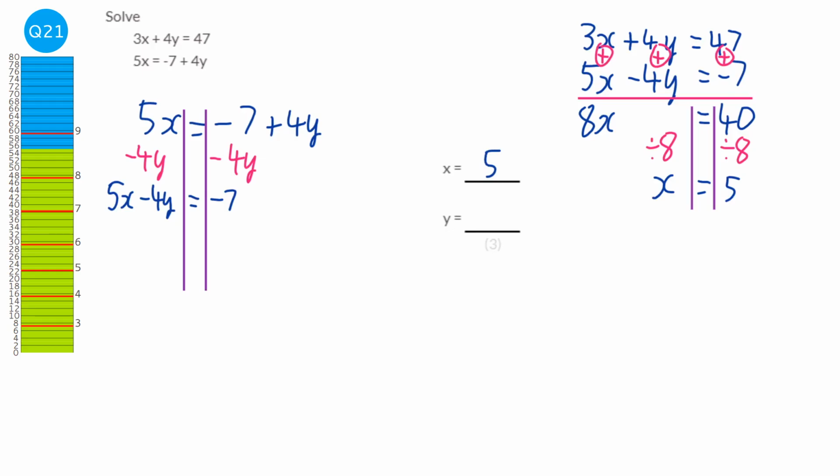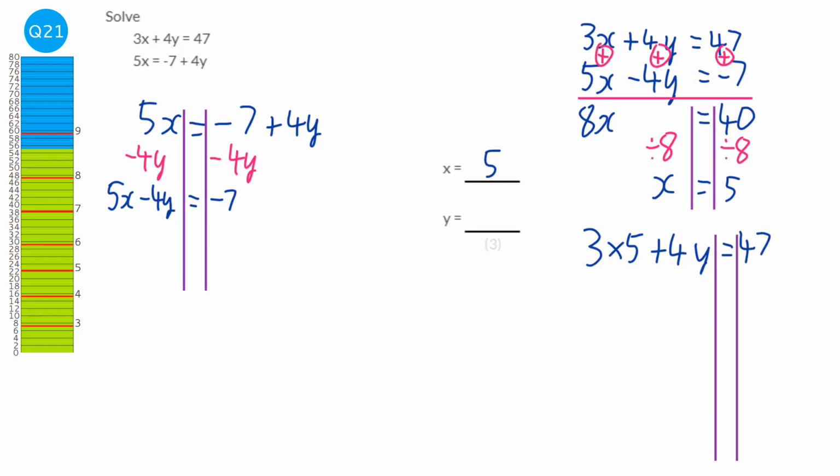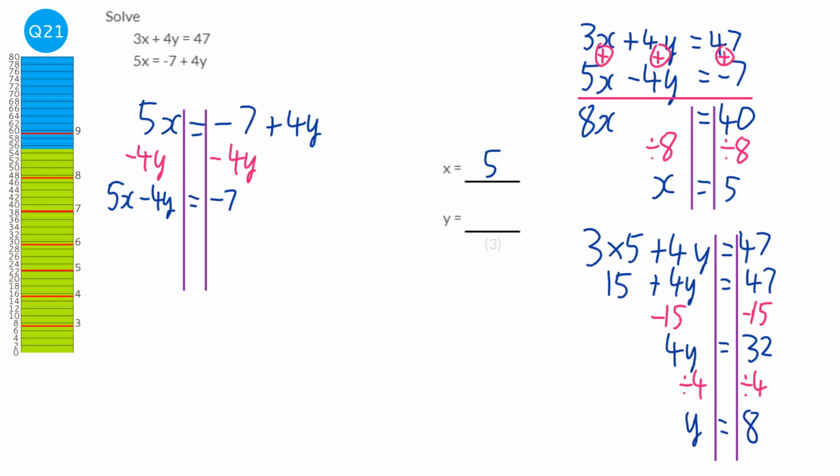I'm going to pick this top one. So instead of 3x, we're doing 3 times 5 plus 4y equals 47. Get my solving lines in. So that will be 15 plus 4y equals 47, and then we're going to take away the 15 both sides, and so it's 4y equals 47 take away 15, which is 32. Divide by 4 both sides, and we get y equals 8.